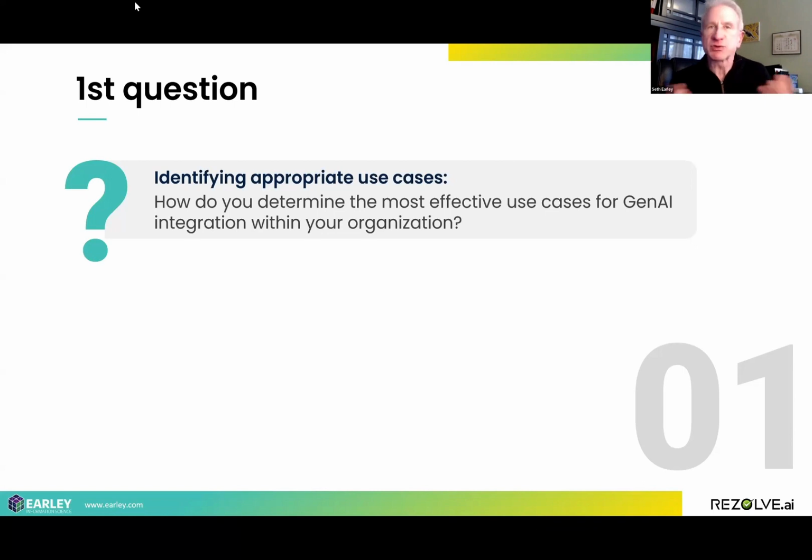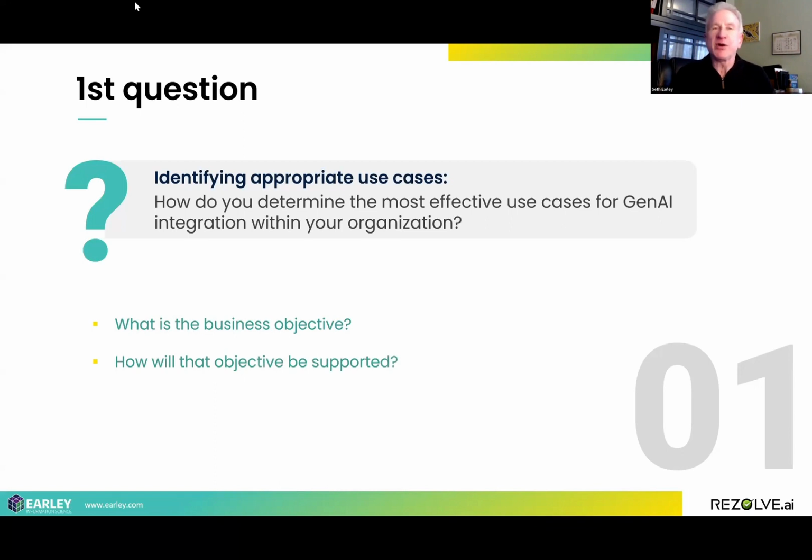So if it's reducing costs, well, where are all the different areas you're going to reduce costs? If it's increasing revenue, how are you going to increase revenue?